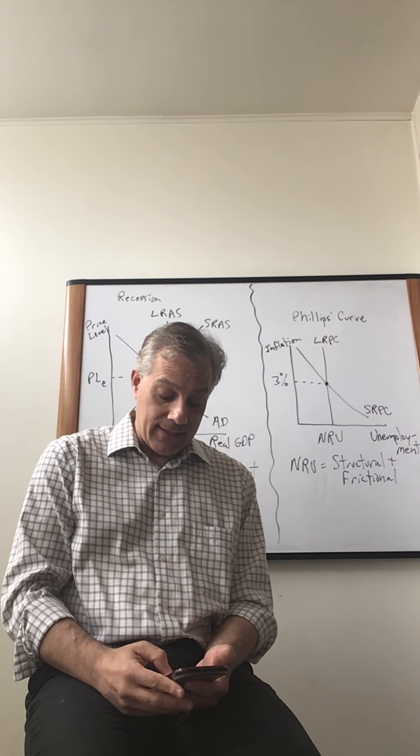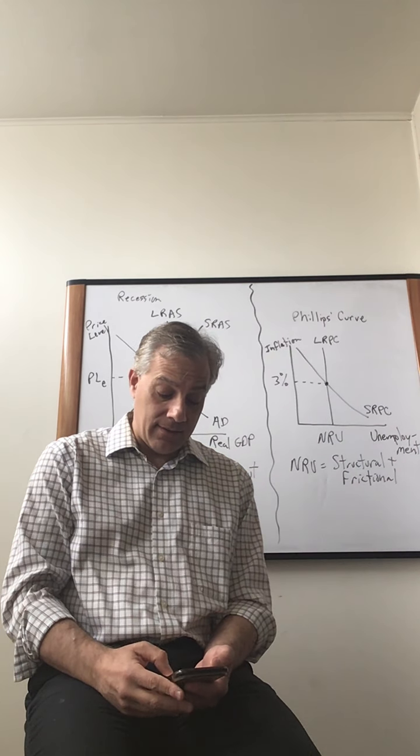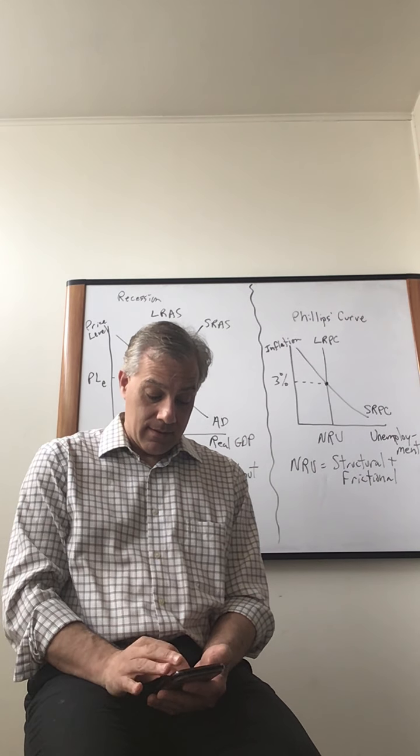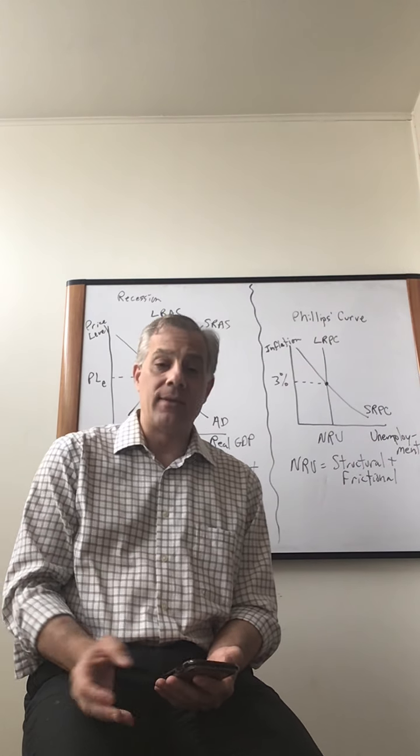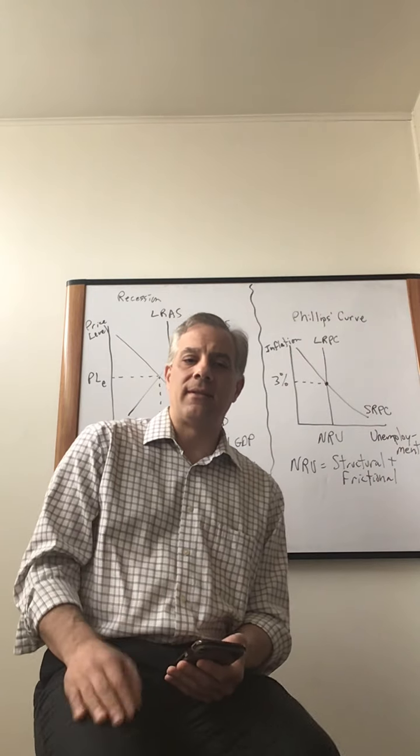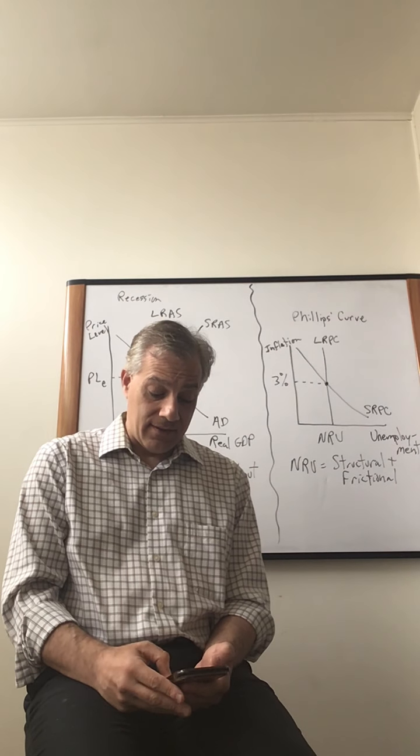If the nominal interest rate is 6% and the inflation rate is 3%, then the real interest rate equals, remember, real interest rate equals nominal minus the rate of inflation, so that would just be 3%.